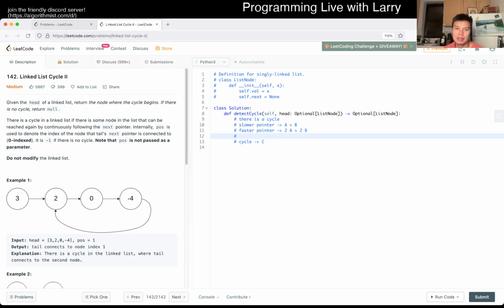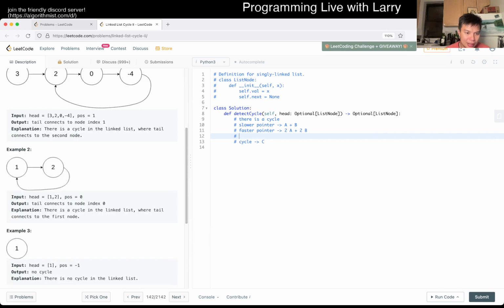Well, where do they meet? This is the part that I'm always a little bit sketchy about, and it's such trivia.